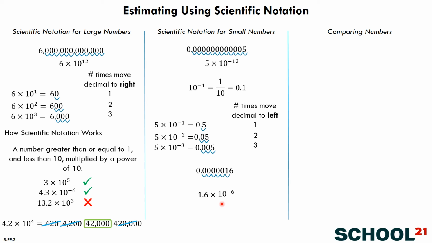And good catch there. It's good that you didn't say 10 to the 6, because that would make it into a really big number. You have to have it be 10 to the negative 6 to make it into a really small number. Okay?